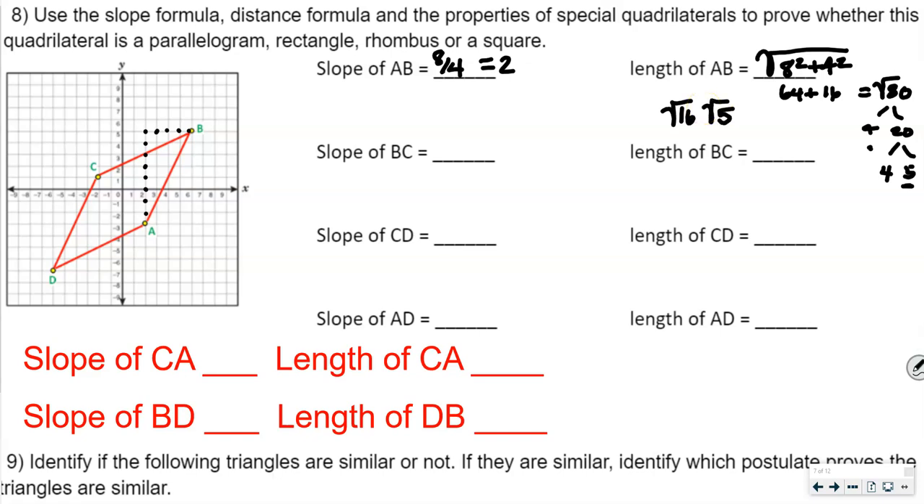So y'all, what is the square root of 16? Just reminding y'all how to do this because it's been a minute, okay? So that's going to be 4, right? And 4 square root of 5, okay? So that's the length of AB.